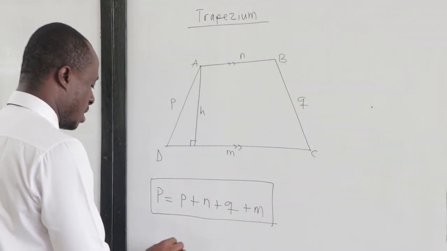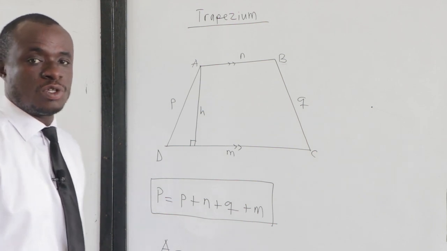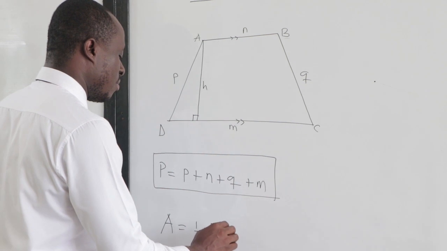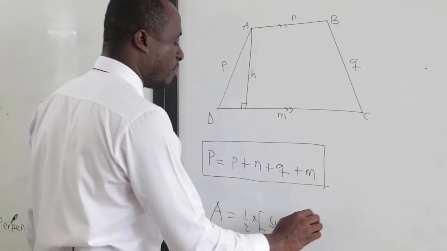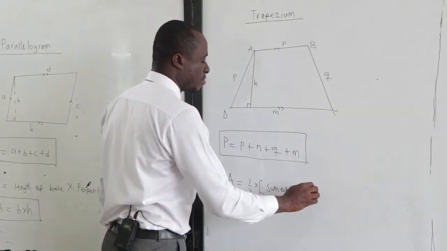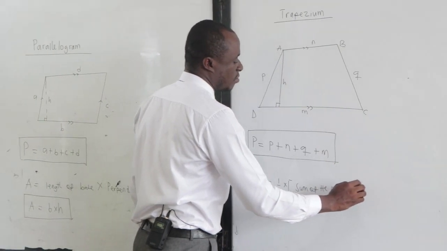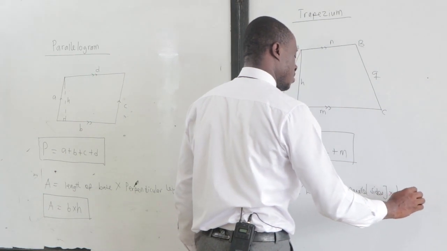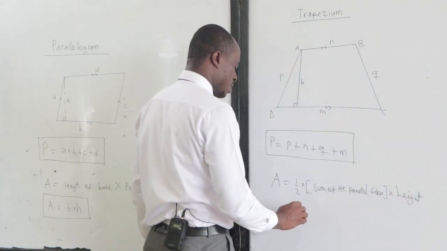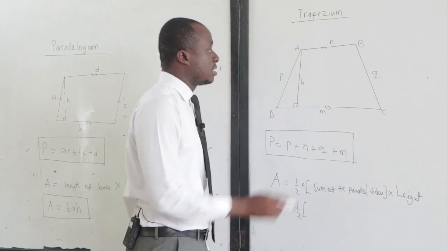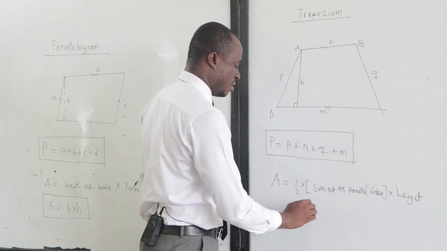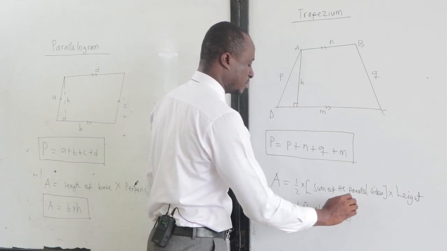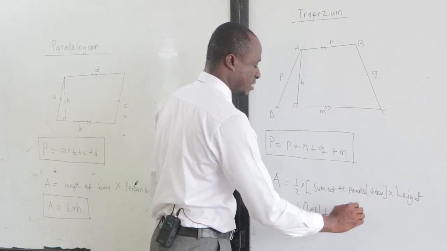Now when you come to the area of a trapezium, that is half times sum of the parallel sides times the height, or we say the perpendicular height. Now with this, what are the parallel sides? That is AB, so that is AB plus DC times the height.